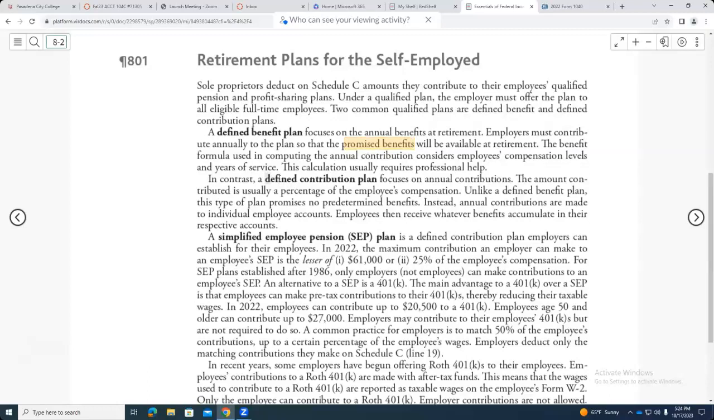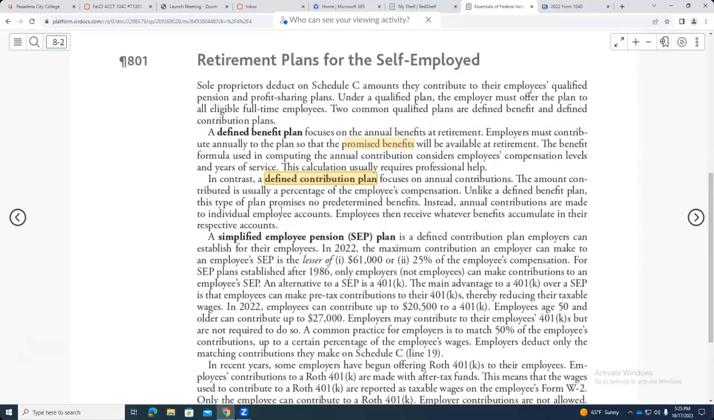In contrast, there is another one that businesses nowadays normally like to give you, the defined contribution plan. That means it focuses on annual contributions. The amount contributed is usually a percentage of employees' compensation. Unlike a defined benefit plan, this type of plan promises no predetermined benefit. That means whatever you get, that's whatever you get. It might be really good, it might be really bad. When you go for retirement, at that moment, you will see what you're going to get.